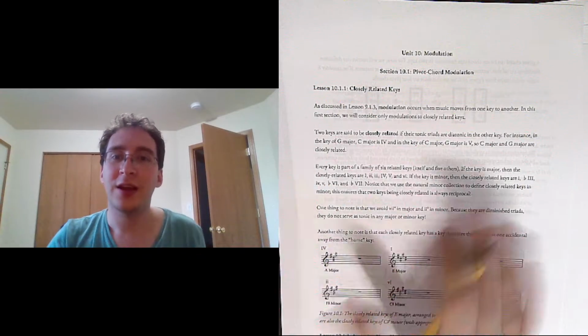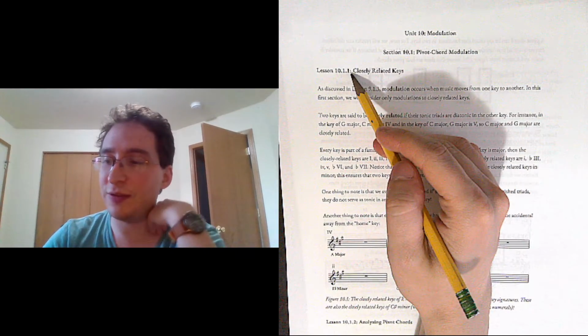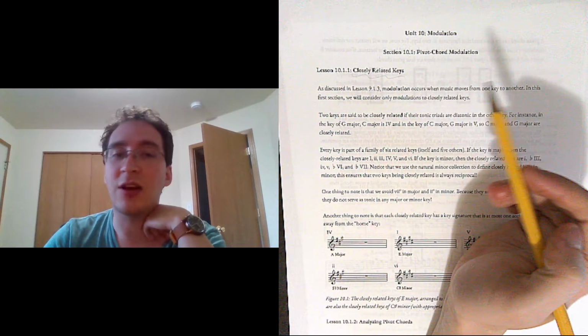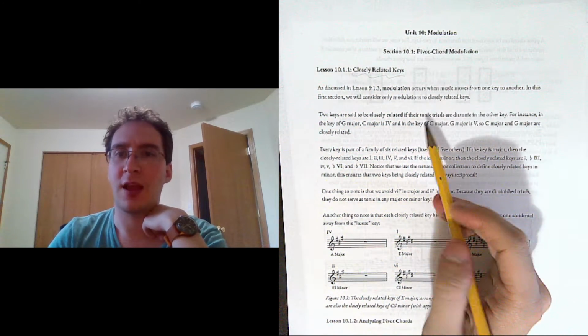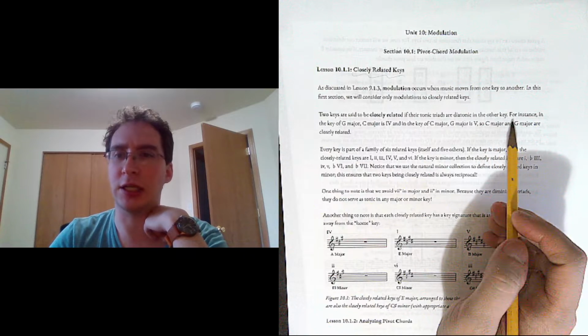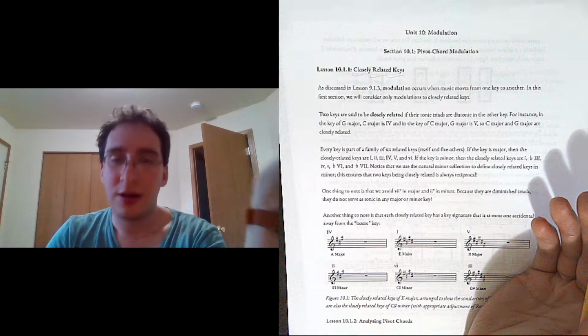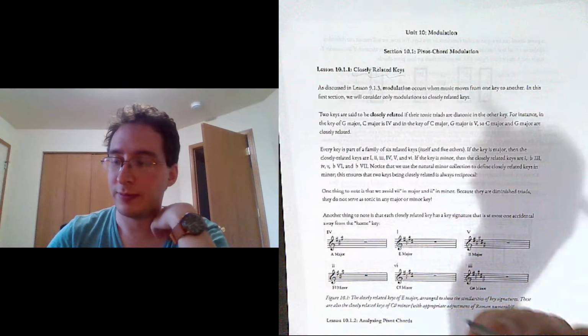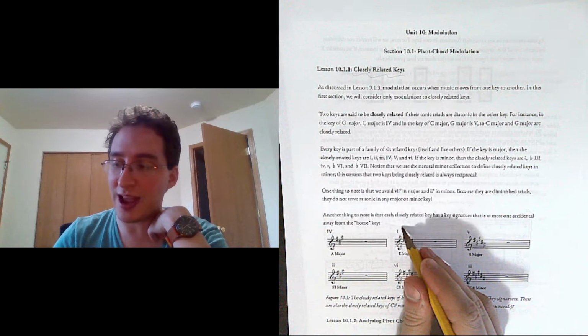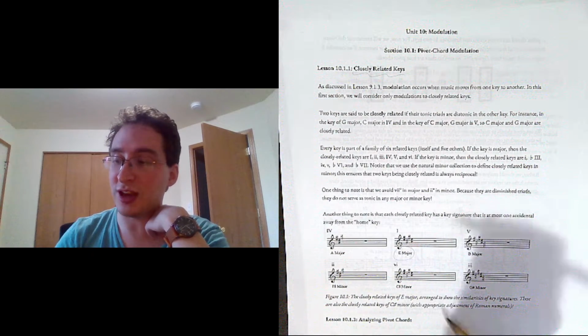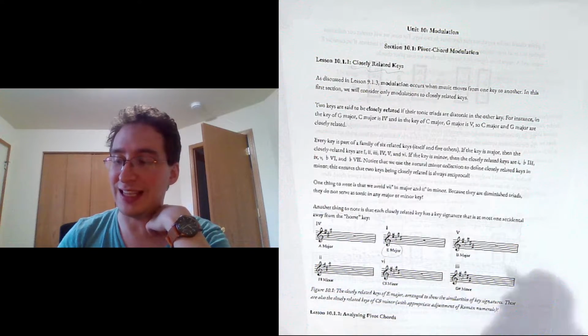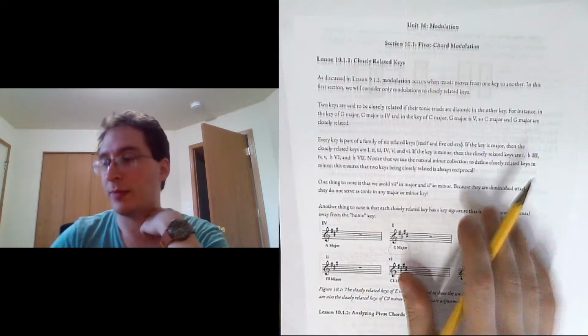So the first type of modulation we're going to look at is called pivot chord modulation. We're not actually going to get to that yet. We're just going to talk about neighborhoods. So we have this idea of closely related keys, which means their tonic triads are diatonic in the other key. So to break that down, if you have a tonic triad, E major, it's just talking about all the other keys that the E major triad appears in.